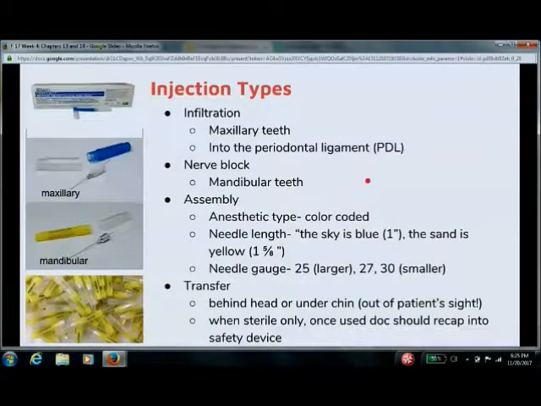Transfer: you can transfer the needle behind the patient's head or under their chin, out of their sight. But you should never transfer a dirty needle back and forth. So once it's been in the patient, the doc should be the one to recap it. You should not be moving those back and forth because we don't want a needle stick.